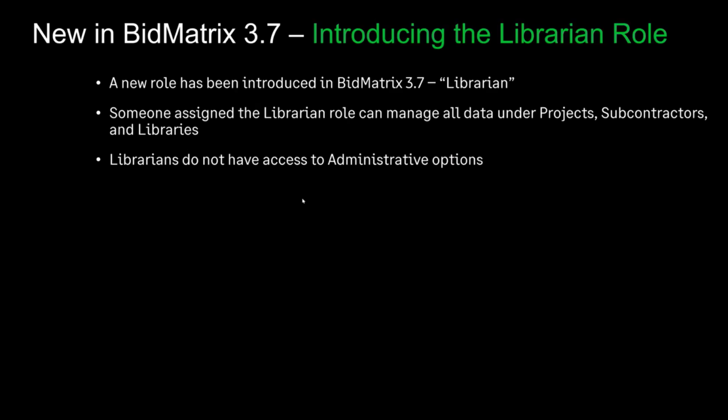New in BidMatrix 3.7 is a new user role called a librarian. In an earlier video, we introduced BidMatrix libraries. The people who can manage those libraries have to have a role as either admin or librarian. And as I said, a new role is created. Someone assigned the librarian role can manage all data under projects, subcontractors, and libraries. Librarians do not have access to the administrative options.